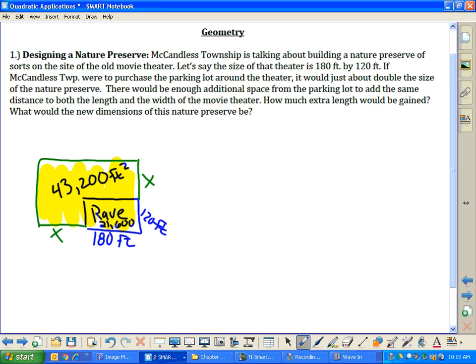I think I got all the facts in there. I listed out all my knowns and my unknowns, and they're on a picture. Okay, so now it's time to develop a verbal model. Ultimately, we're asked to find the new dimensions of the nature preserve. So when I think dimensions, I think length times width, right? So we're going to have a new length times a new width. And this would get me that double the area, or this was our new area, we'll call it.